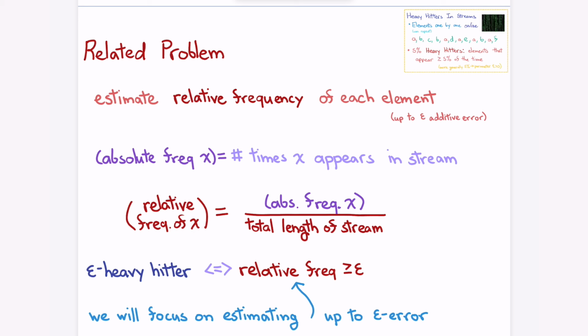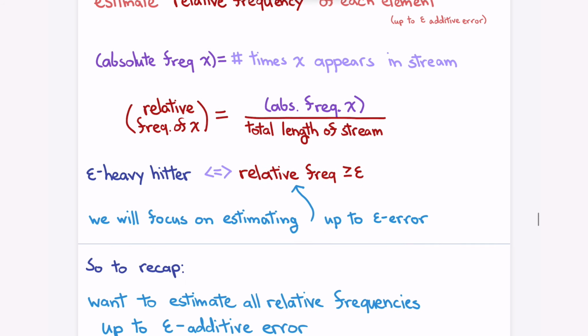So we're going to focus on estimating the relative frequency of all the elements up to some additive error epsilon. I'll leave it to you to think about, or if we have time, we can discuss at the end how to convert that into an algorithm that can gather the heavy hitters on the fly. But first, I'm going to transition to a problem that's a little more ambitious: estimate the relative frequency of all the elements up to a fixed additive error of epsilon. That makes sense? Okay. Good.